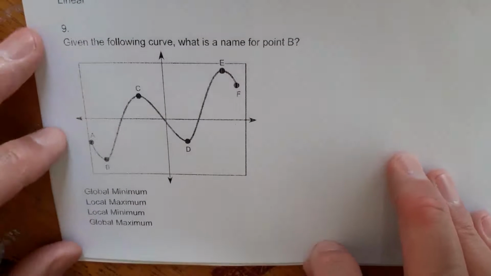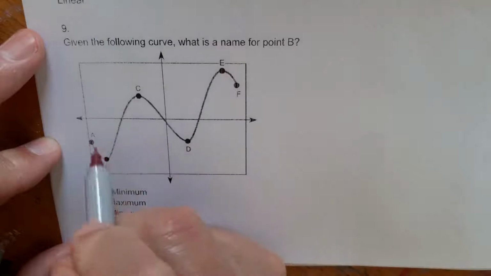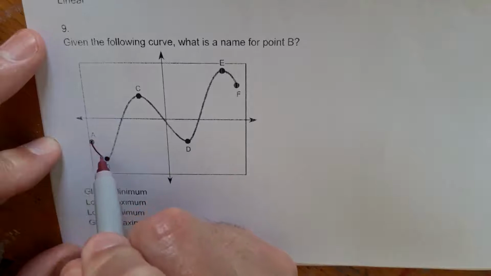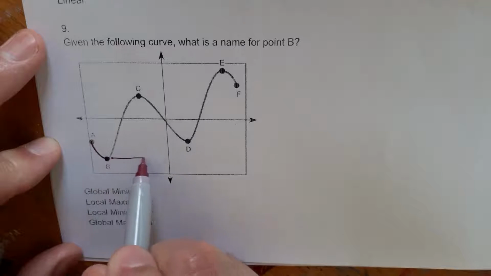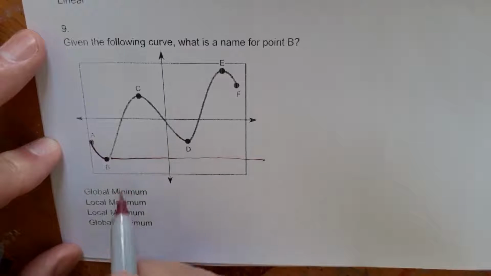All right, given the following curve, what's the name of point B? So now, look at this. We're looking at point B. Here's point B down here. So imagine you're on the roller coaster. We're at a low point here. Take this across the graph. So this would be called a minimum.